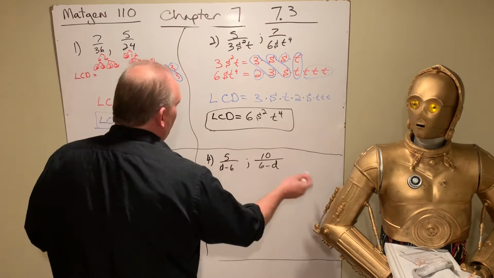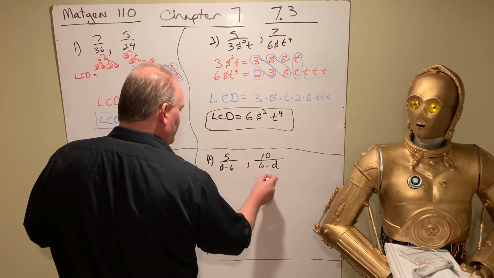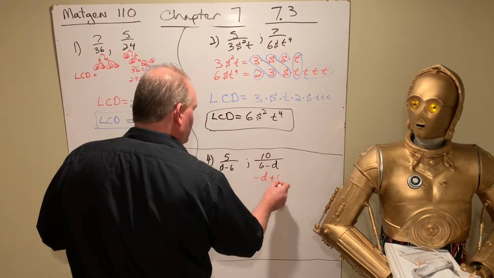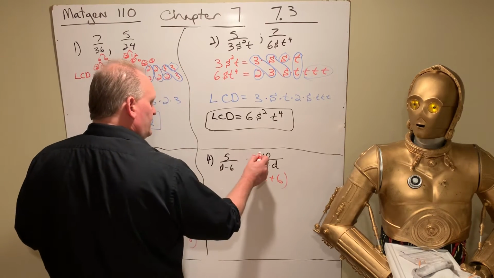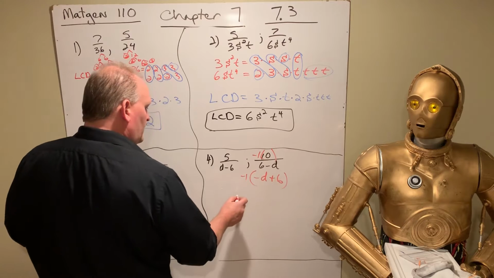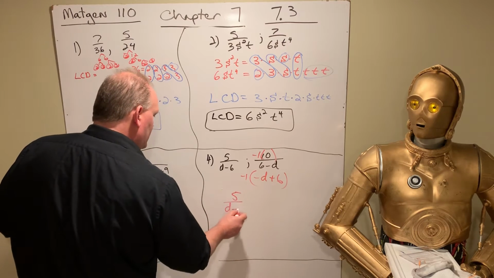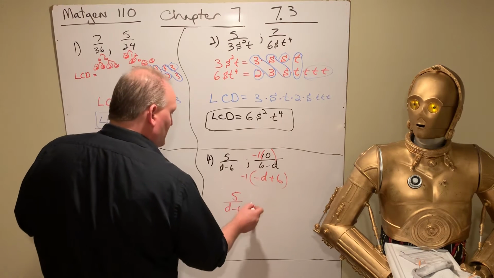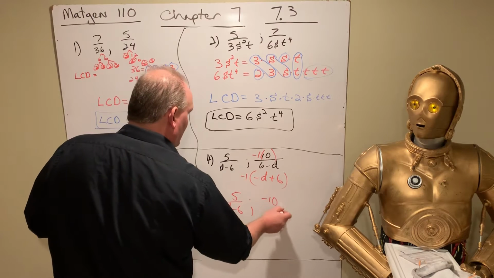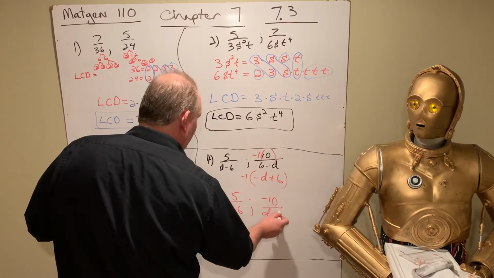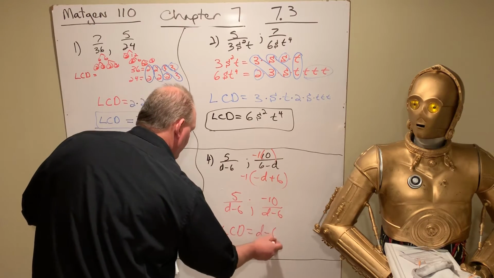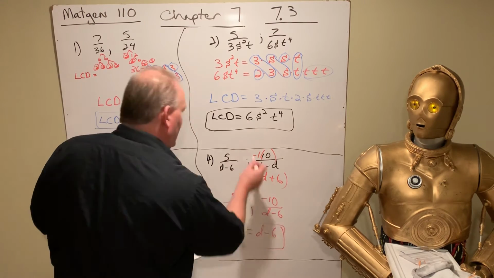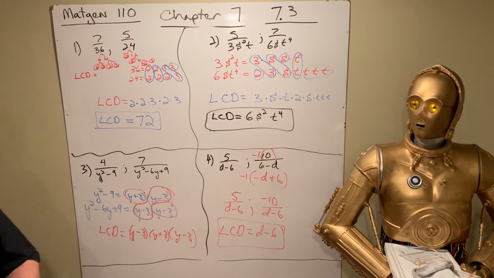All right. Oh, this one's a little goofy. Negative d plus 6. If we just factor out or multiply top and bottom by negative 1, look at what will happen. This stays 5d minus 6. And then this becomes negative 10 over d minus 6. So the LCD is given. It's just d minus 6. We just had to finagle the negative basically to the top. All right.